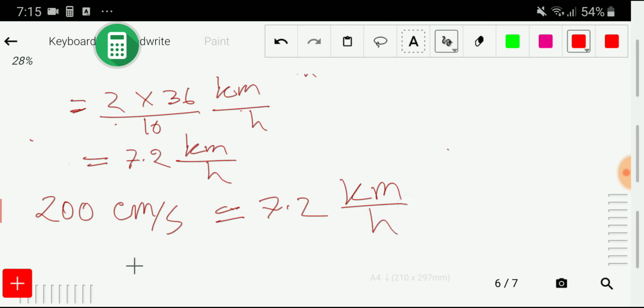Okay, let me show you the alternative method to convert 200 centimeter per second to kilometer per hour. So let me delete everything.